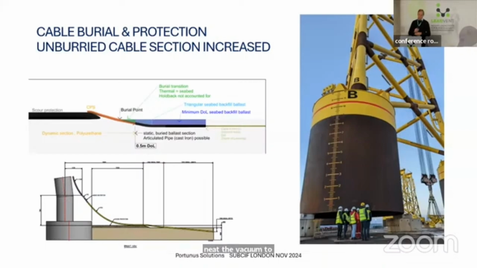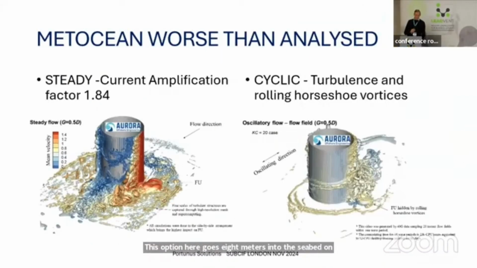Here you see one of the suction buckets. It has the same size as an XXL monopile, approximately 10 meter in diameter. Suction here goes 8 meters into the seabed on each of the 3 sides of the jackets. Back to Aurora, which has been mentioned a few times today, a spin-off of University of Western Australia.